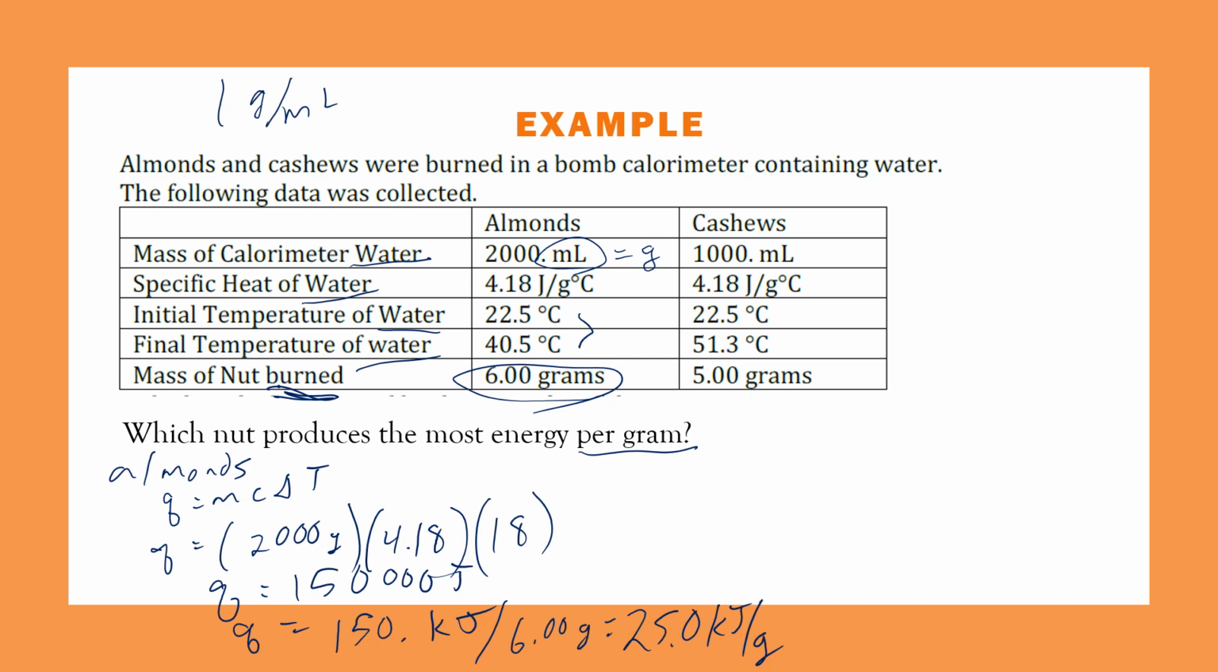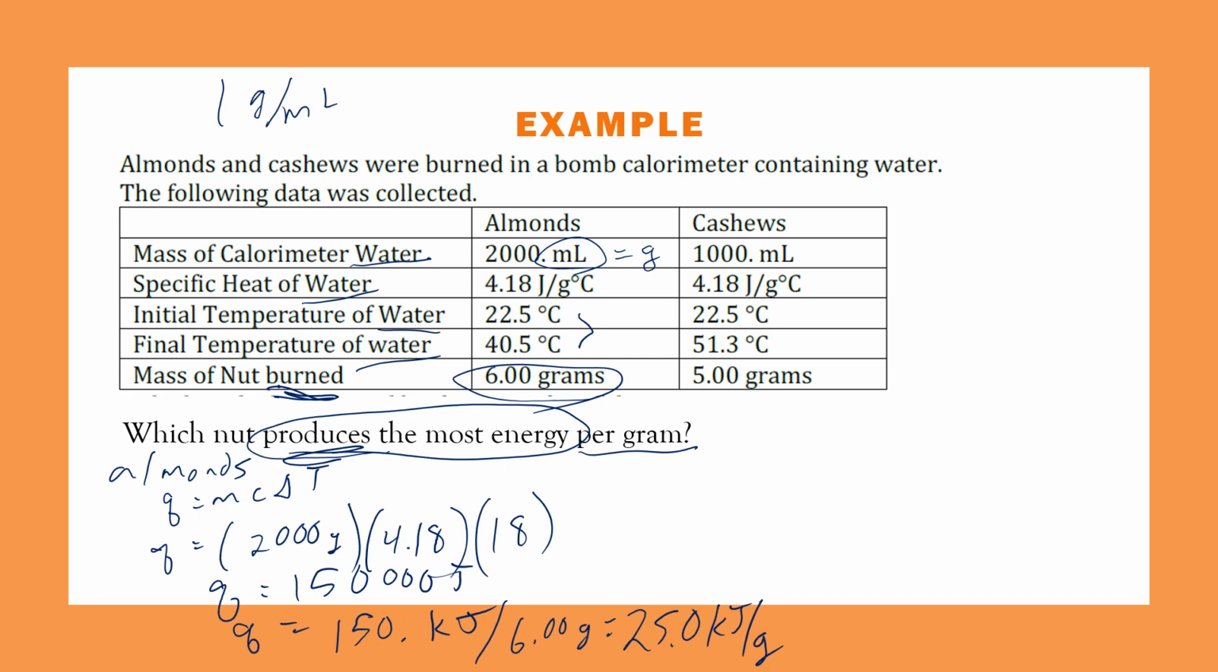The difference is that because it says produces the most energy, because it says produces, I don't need to worry about the sign. Okay. Produces the most energy. It produces 25.0 kilojoules per gram. You could also say the energy change is negative 25.0 kilojoules per gram. So just be careful and make sure you're wording it properly.